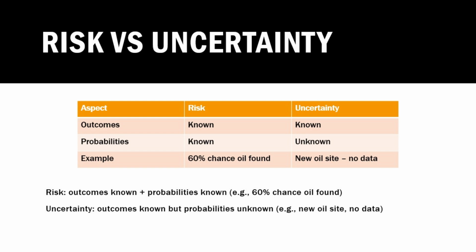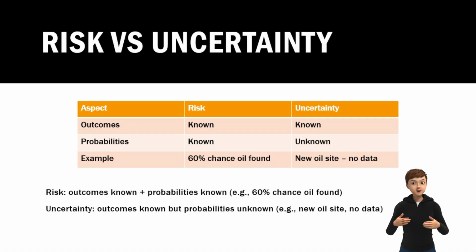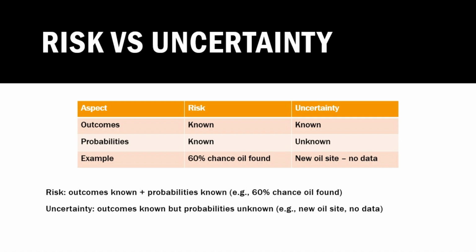Risk means we know the possible outcomes and we can assign probabilities to them. For example, there is a 60% chance of finding oil. Uncertainty means we know the possible outcomes, but we cannot assign probabilities. Imagine drilling at a brand new site with no data at all. The key difference is whether probabilities are available.